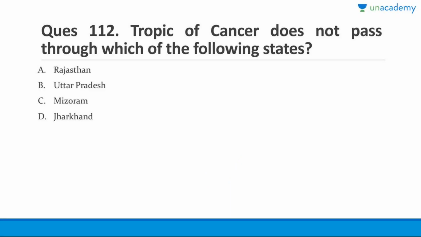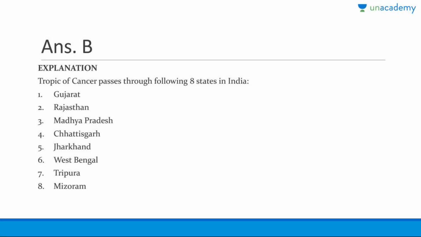Question 112. Tropic of Cancer does not pass through which of the following states? Again, there are 8 states. Please, I have made a mnemonic. Please go through it. So it does not pass through Uttar Pradesh at all. So the 8 states include, remember the names: Gujarat, Rajasthan, Madhya Pradesh, Chhattisgarh, Jharkhand, West Bengal, Tripura and Mizoram. So these are the 8 states through which the Tropic of Cancer passes.